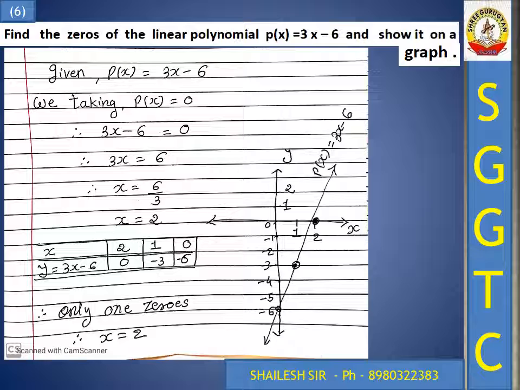You get that type of straight line, and look at this: the straight line 3x minus 6 definitely intersects the x-axis at only one point. So this is my zero. Already I calculated in the earlier calculation x equal to 2, that is my zero. So only one zero, x equal to 2.